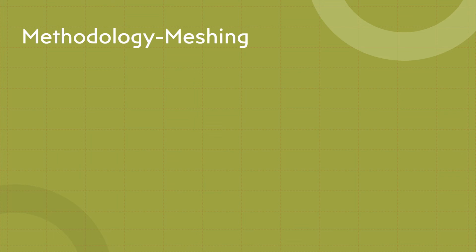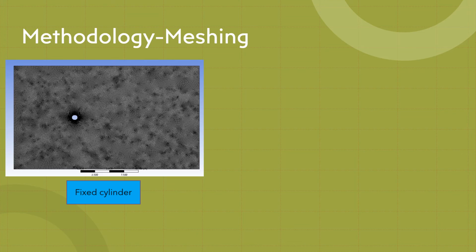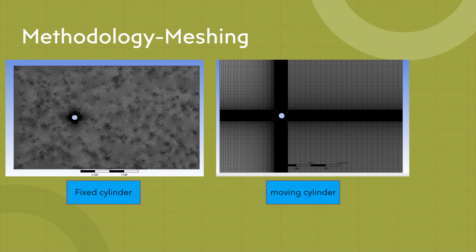Now I will explain the meshing used in this simulation. For the fixed cylinder, the mesh I use is an unstructured mesh. However, for the moving cylinder, I use a structured mesh. The aim of using a structured mesh is to ensure that the Y plus is always the same when the mesh is moving according to the effect of the moving cylinder.